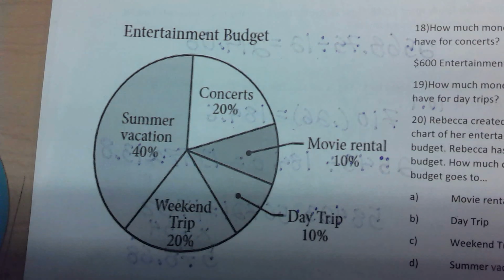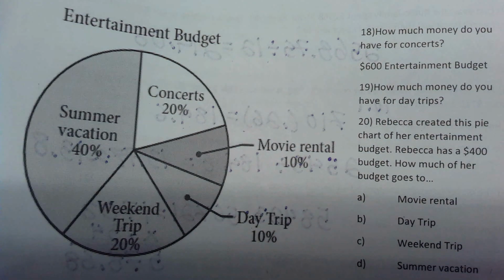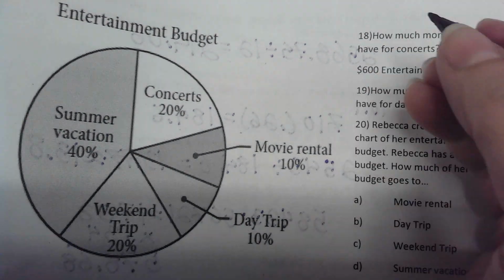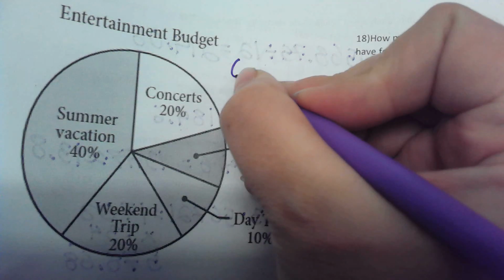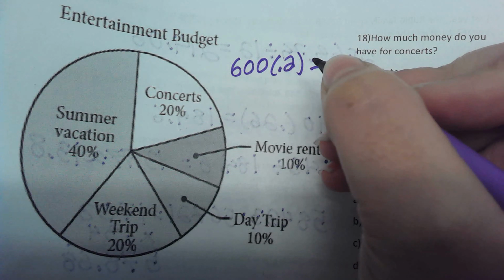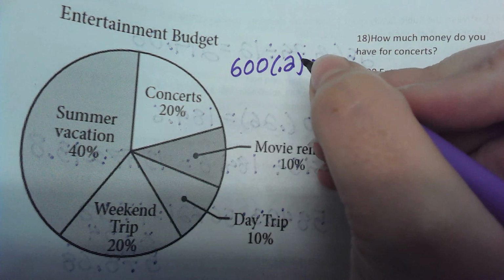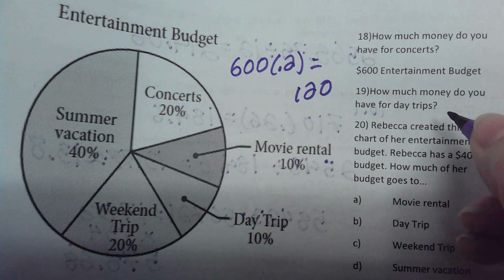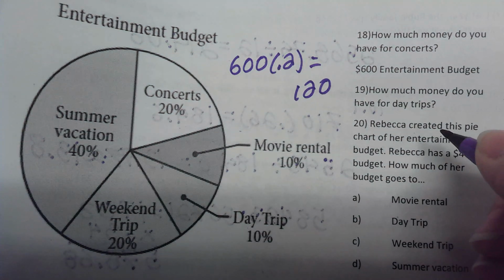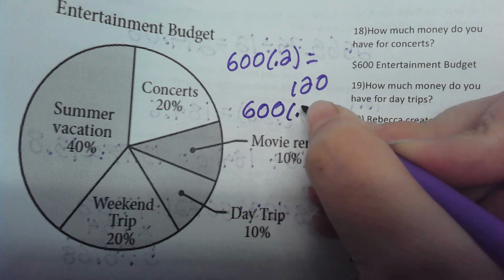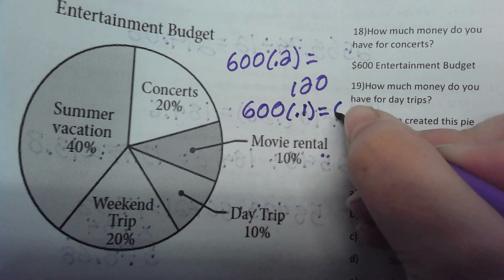Last page. Whew. Okay, budgeting. Yay, we love this part. Okay, how much do you have for concerts? So it's 600. So we're going to do 20% of that times 20%. So we got 120. Okay. How much do you have for day trips? So day trips is 10%. So 10% of 600 is 60.